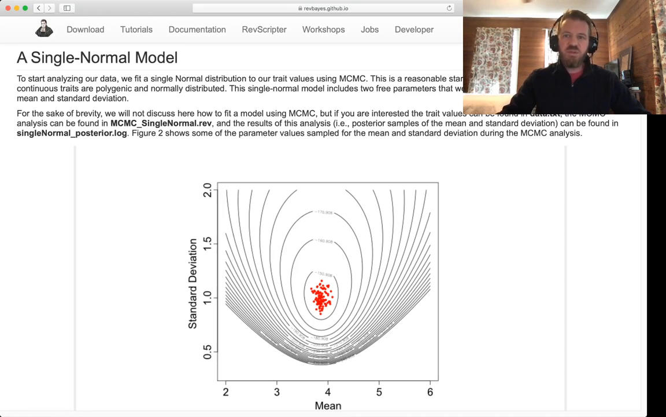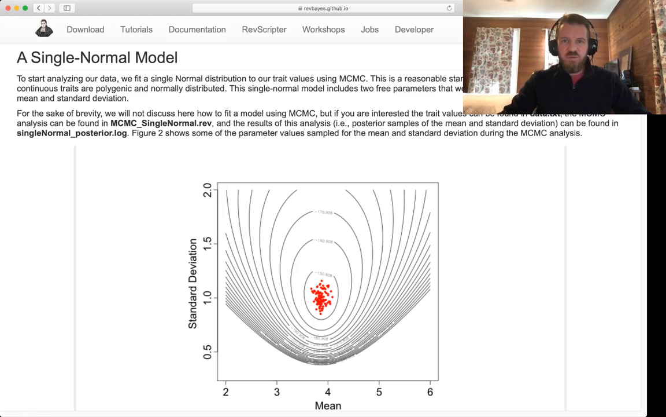Now this is a reasonable starting point for many traits in many populations because we know that continuous traits are often polygenic. They're controlled by many different genes, and because of that, they tend to have normal distributions. Now, as I mentioned above, we're going to assume that we haven't done the visual inspection and we don't yet know that these data are bimodal.